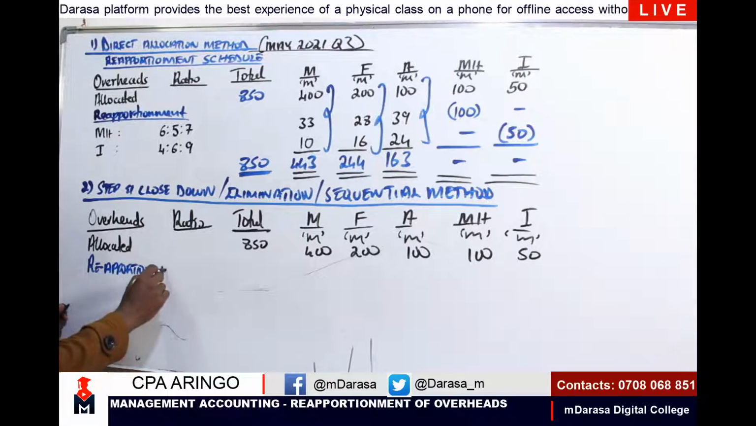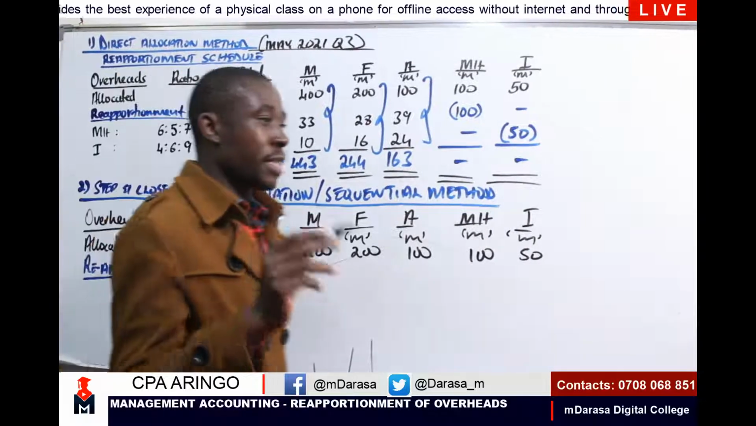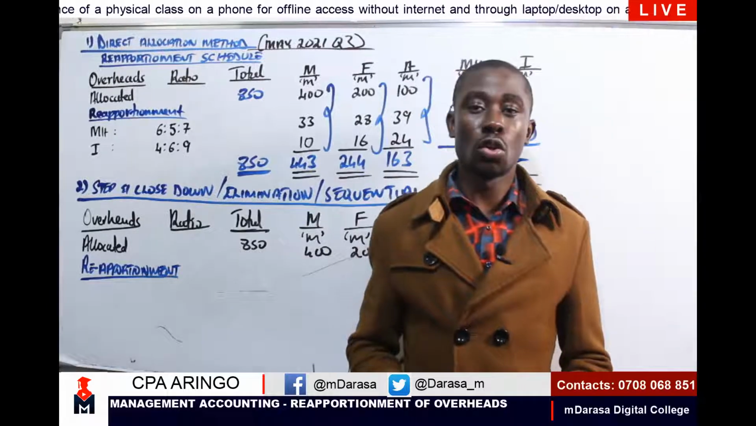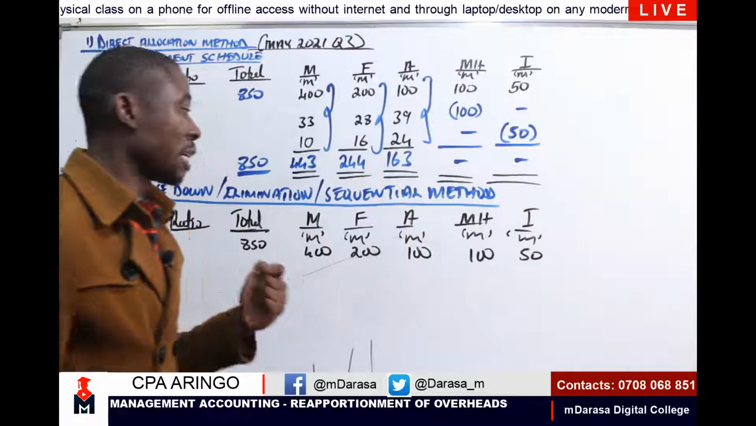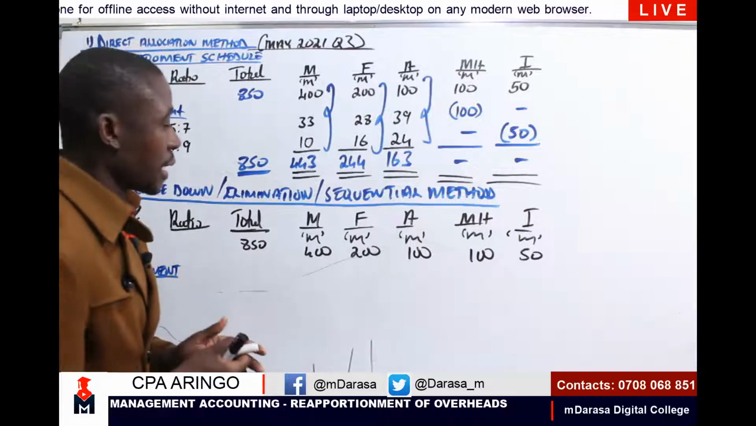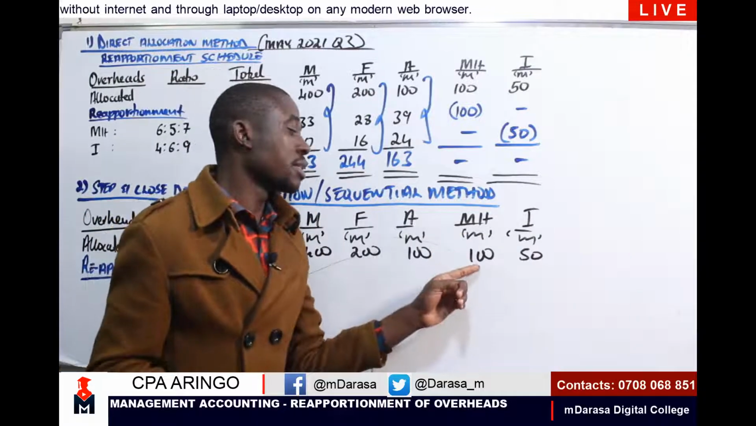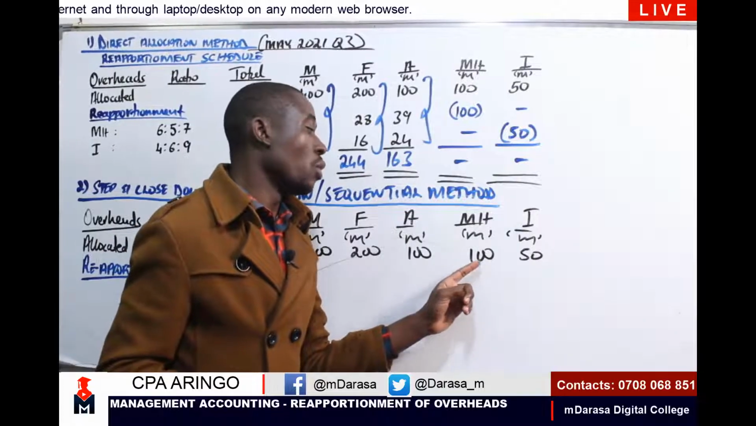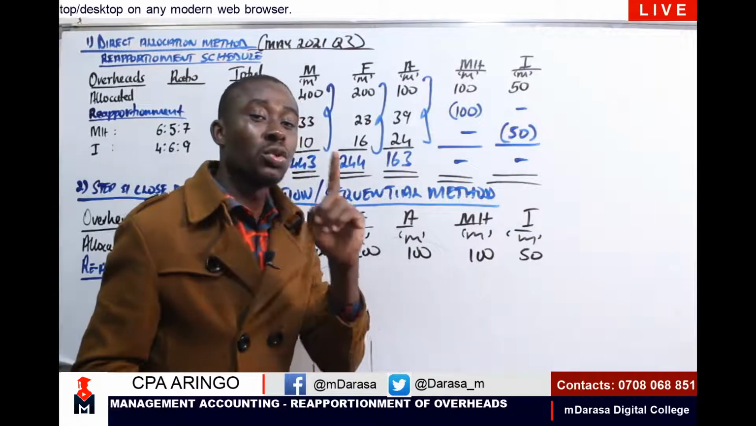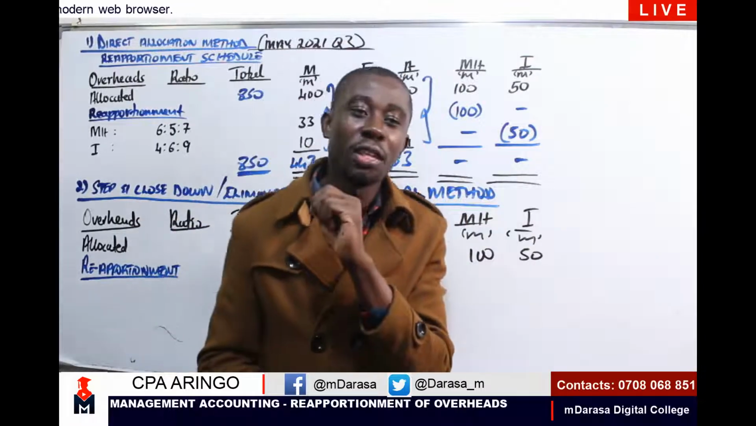Having in mind that you are using the step and close down method, the first thing we need to do is to identify the service department with the most overheads. Which service department has the highest overheads? I can see it is MH, material handling. This is the service department that had the highest overheads, so this is the department that you are going to reapportion first.